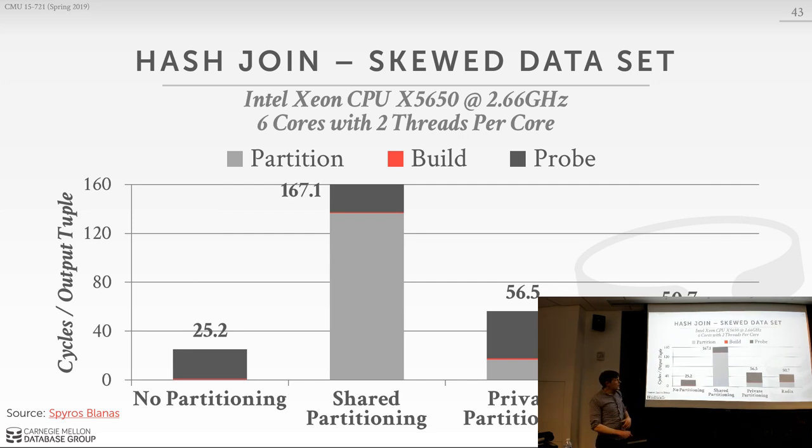And this one here is just showing you that when you have a skewed workload, then no partitioning actually works really great. Because now you're going to have a small number of threads looking at a disproportionately larger size of the data in order to do the probe and the build. Whereas this one is sort of like, I don't care what the data looks like, I just let every core rip through it. And that's why this one actually performs the best.